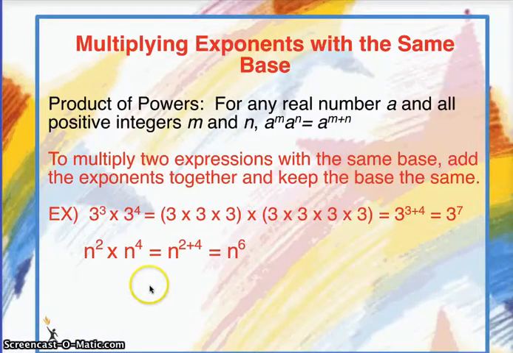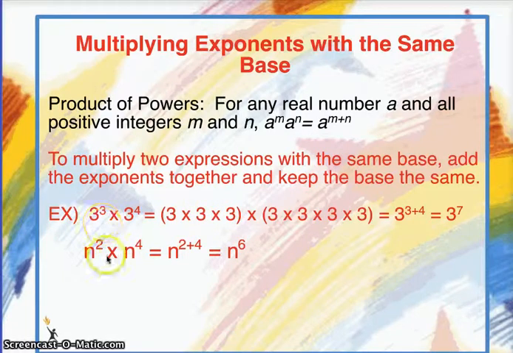The first rule is product of powers. What the definition says is for any real number a and all positive integers m and n, if you take a to the m power and a to the n power, that equals a to the m plus n power. Essentially, if you multiply two expressions together with the same base, all you have to do is add the exponents together and keep the base the same.